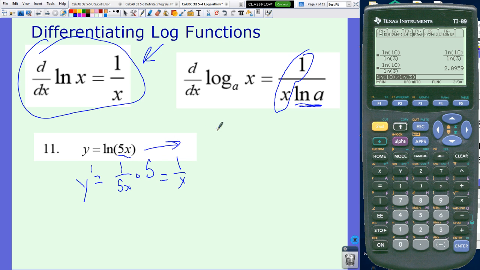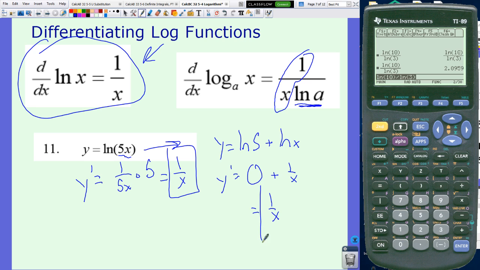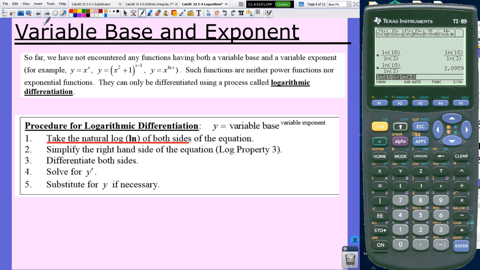A neat thing on this problem, what if I would use the product rule? I could have broken that up into y equals ln of 5 plus ln of x. And then if I differentiate from this point, ln of 5 is a constant, so that's just 0. And ln of x is 1 over x, so actually it's also 1 over x. So there's two different ways I could have approached that problem, and that's kind of nice in log problems. Sometimes it's easier to break those up before you take the log.